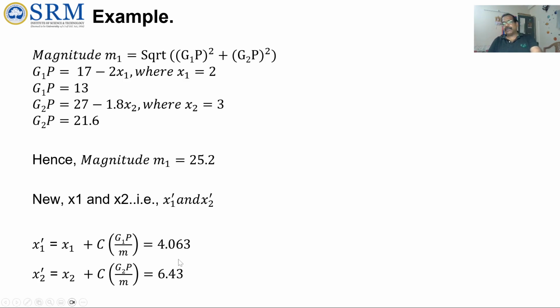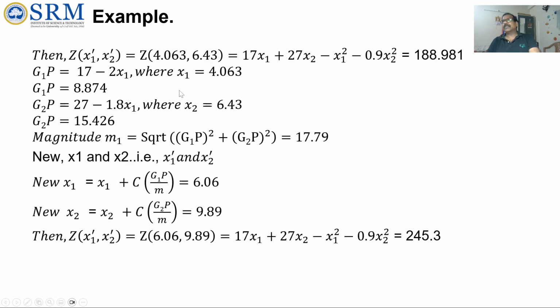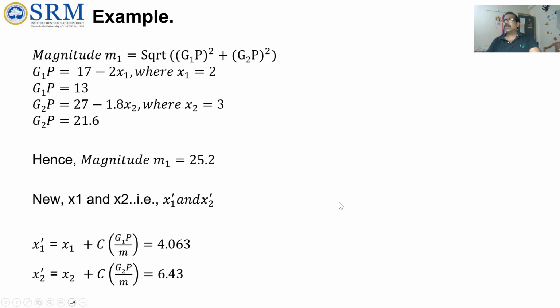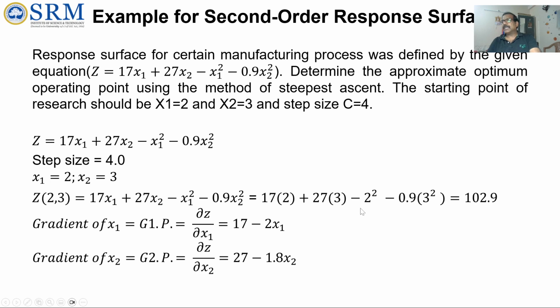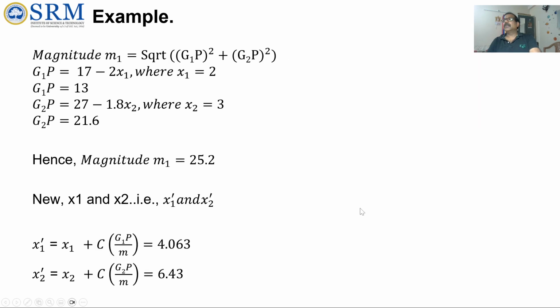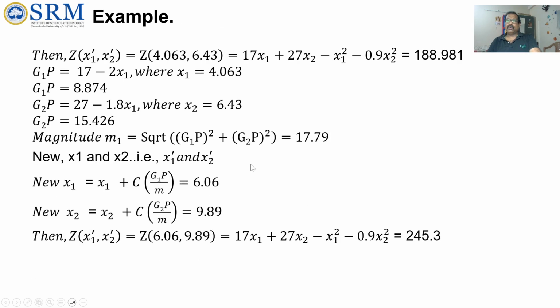So now we have x1 prime and x2 prime. What is the next step? This new x1 and x2 value we need to substitute in the original equation to find the response. The response is 188.981. So what was our previous response? It's around 1 or 2. But what is the current response? With the new coordinates we are getting 188.981. So there is improvement.